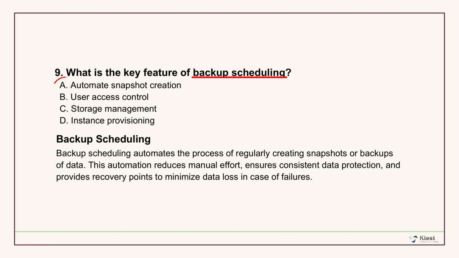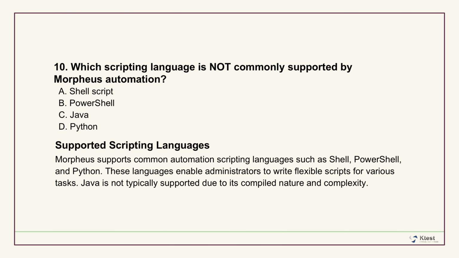Automation really is a thread running through all of this, isn't it? It seems central to the platform, based on these descriptions. The source also touched on scripting languages, the ones used within Morpheus automation tasks. It asked which language is not commonly supported. What did the material say? Okay, the one listed as not commonly supported, according to the source, was Java.